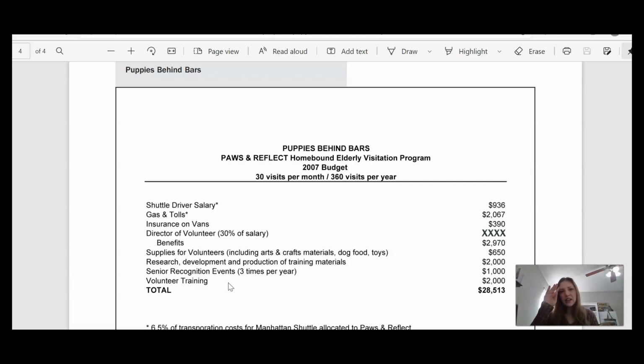You have to think about all of the different expenses that go into effectively running a program, and it looks like they've done that. From the gas and the tolls that they're going to have to pay, they've got their insurance here, the salary I mentioned already, and then not just supplies, but also the research, the volunteer and client appreciation, and then the training.